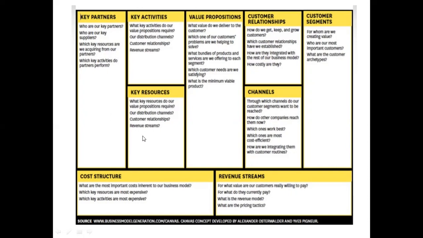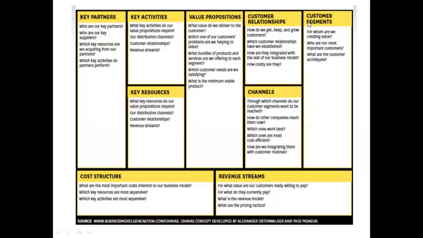And next, key resources. Here, what key resources do our value propositions require? Our distribution channels, customer relationships, and revenue streams. This comes under the key resources. Then value propositions. What value do we deliver to the customer? Which one of our customers' problems are we helping to solve? What bundle of products and services are we offering to each segment? Which customer need are we satisfying? What is the minimum viable product? So this comes under value propositions.